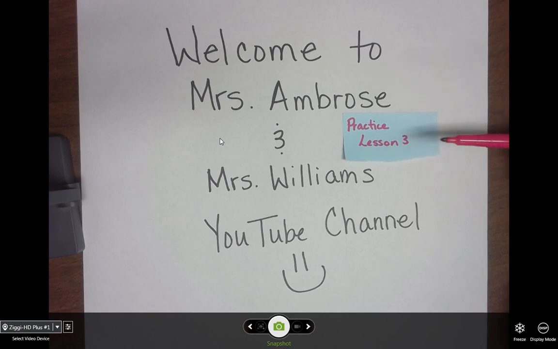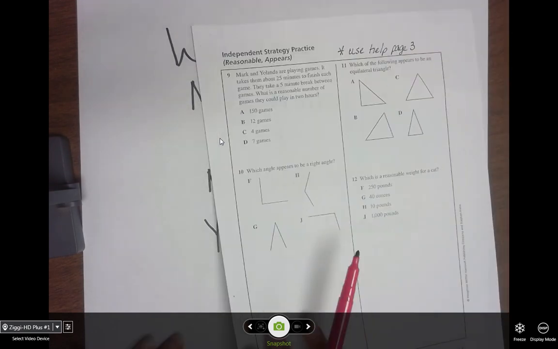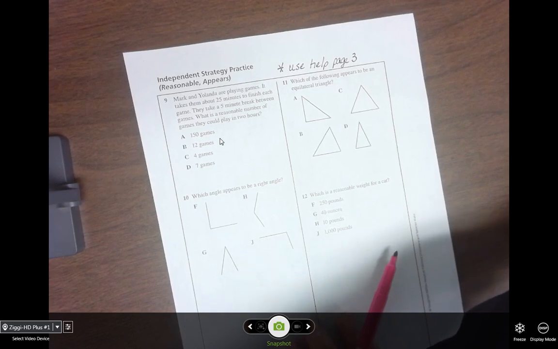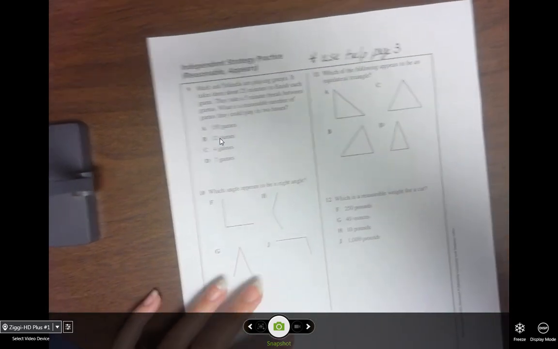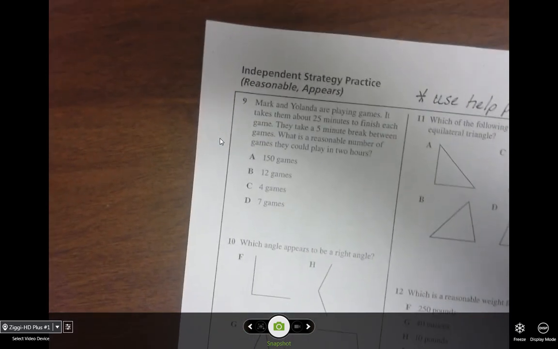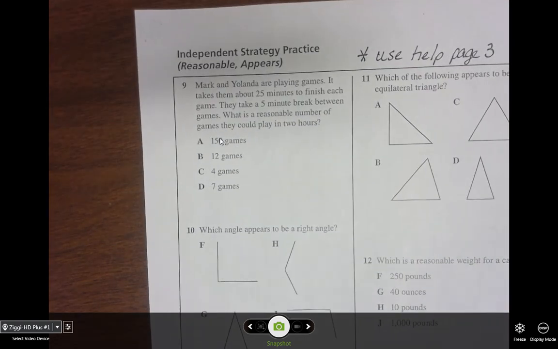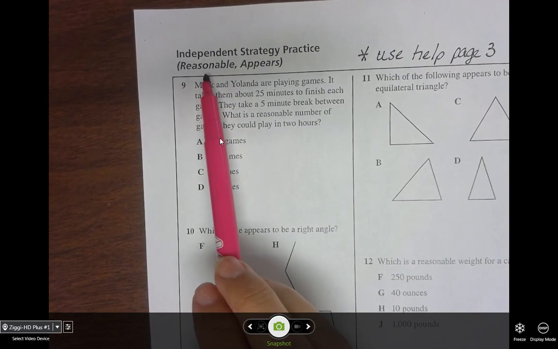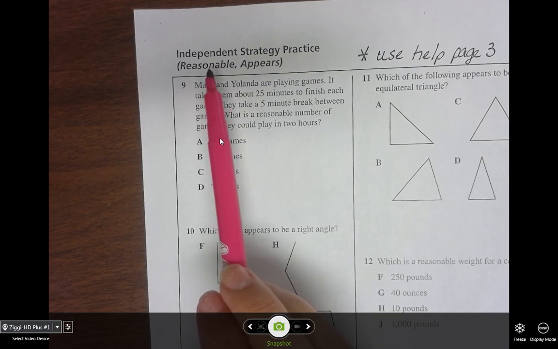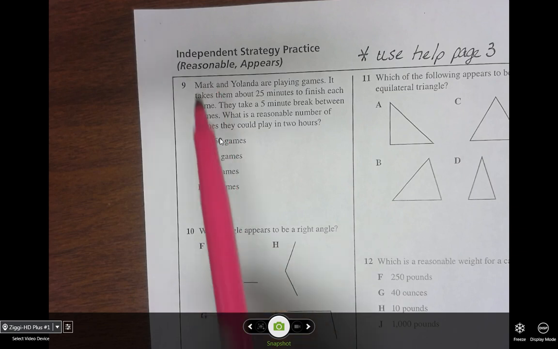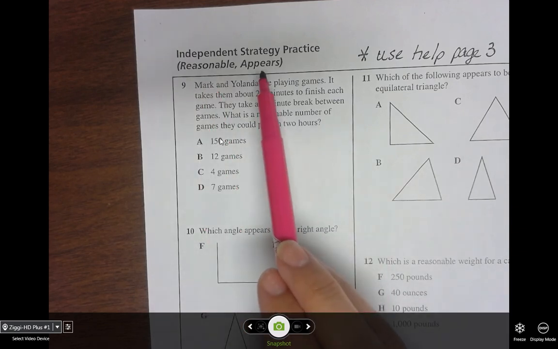Yep, lesson 3. All right, so there's a couple of words that we need to go over for lesson 3. The first one is reasonable. Reasonable. What does that word mean to you, Miss Williams? Reasonable to me means like a good guess or the closest that you could get to. And it would have to be somewhat close to a possible answer. It can't be anything crazy. Right, exactly.